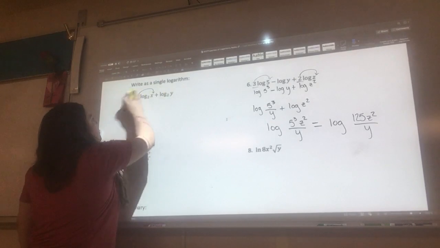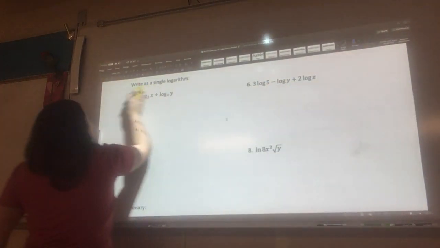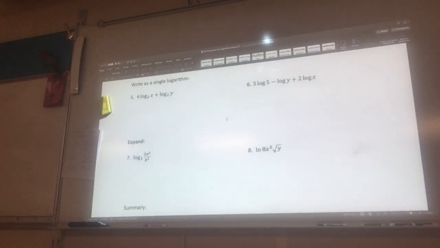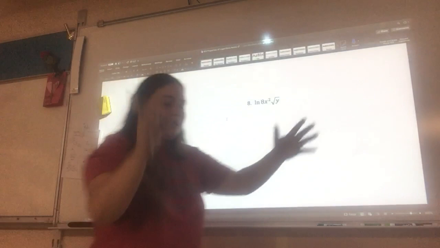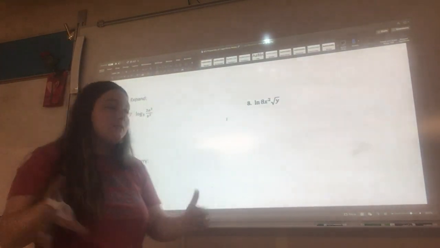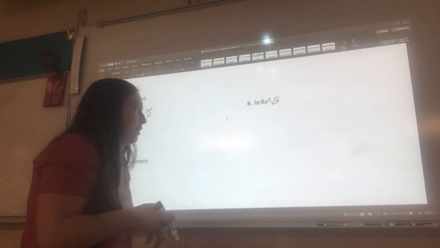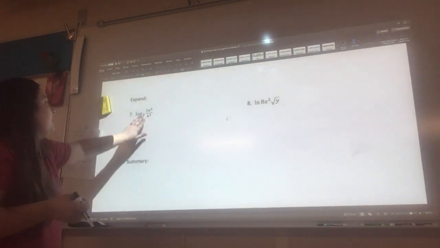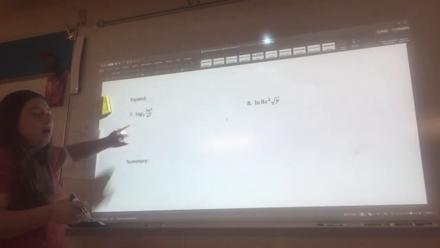All right, our last two problems, and then you're done for week 1, is we're now going to expand them. So we took a bunch of logs and made them into 1. Now we're going to take 1 and make them into a bunch of logs. Make sure everything is by itself. That's a huge deal. So right here we have log base 3 of 2a to the third divided by b to the fifth.